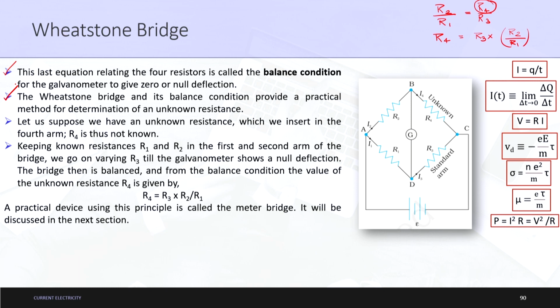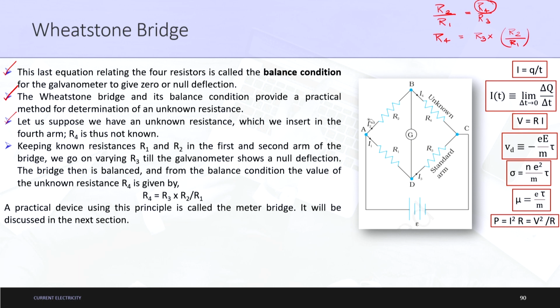Let us suppose we have an unknown resistance which we insert in the 4th arm. What is the 4th arm here? This is the 4th arm being talked about. R4 is thus not known. Keeping known resistances R1 and R2 in the first and second arm of the bridge, so all these resistances are known, R1 and R2 are known and R3 is a variable. So, we try to change the variable R3 such that we get our balanced condition.